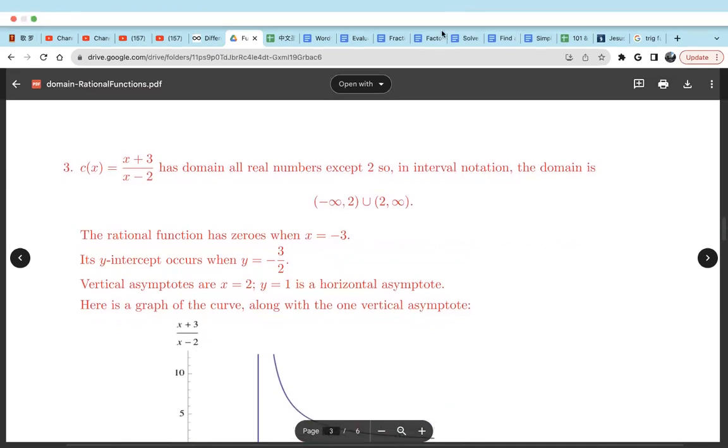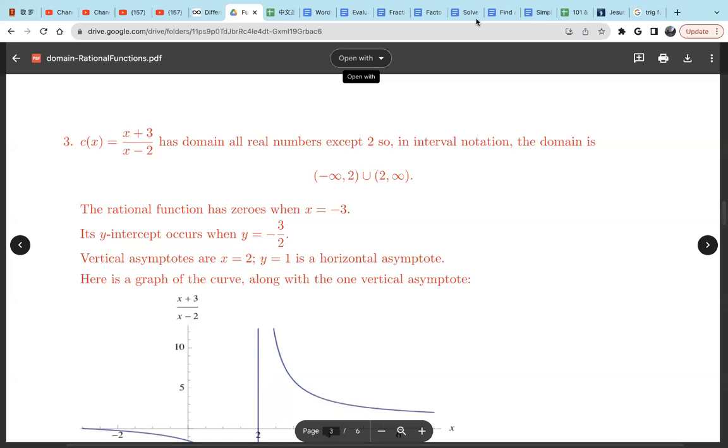Let's see, third question. Third question, we have x minus 2 in the denominator. So the domain of this function is all real numbers except 2. So we write it in interval notation like this.